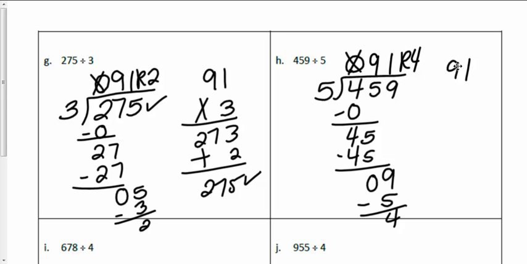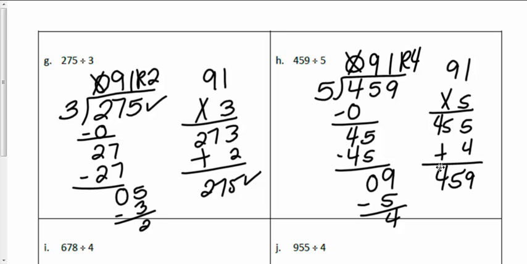So let's check. 91 times 5. 1 times 5 is 5. 9 times 5 is 45. And I'm going to add my remainder of 4. That gives me 459. So my answers do match.